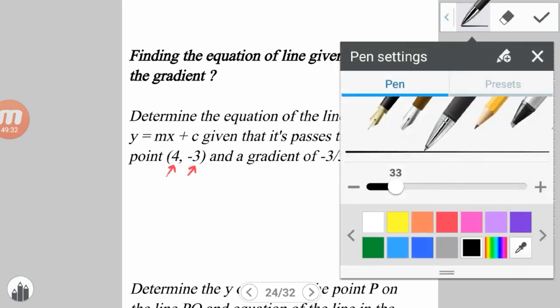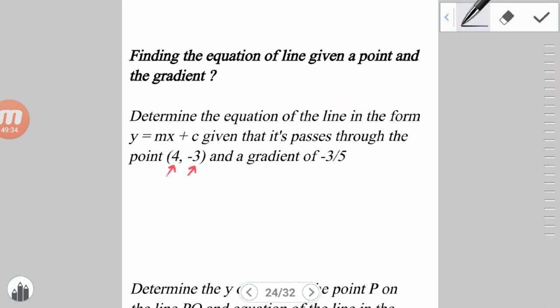Alright, so let's jump on paper here. We end up with M being told to us to be minus 3/5. So that's good for us. So we're just going to proceed now to go into y equals mx plus c. And we are told what x and y is here, so it's easier working out. So this is x1, y1.